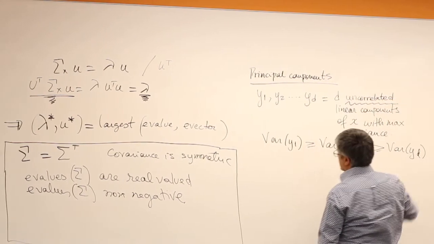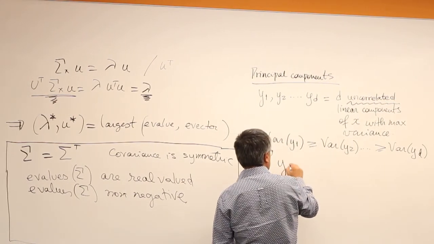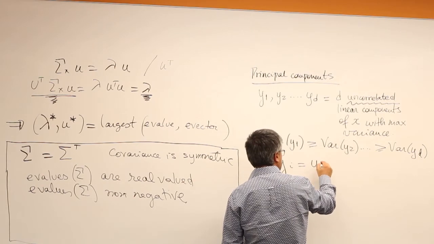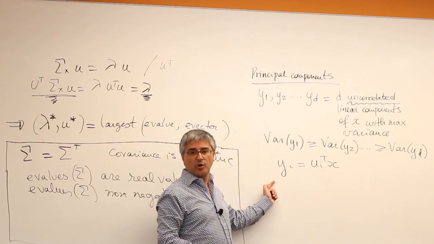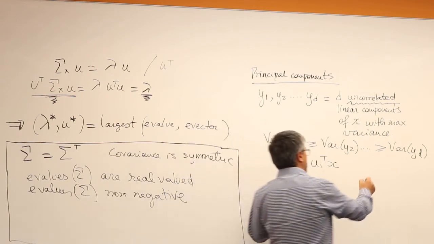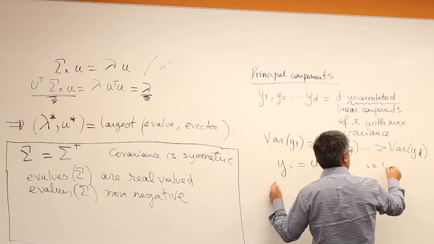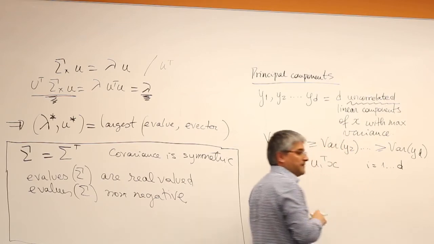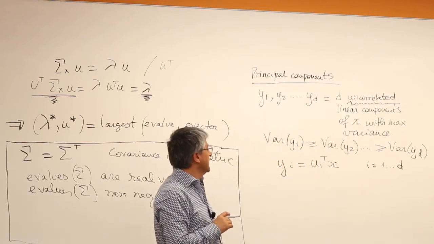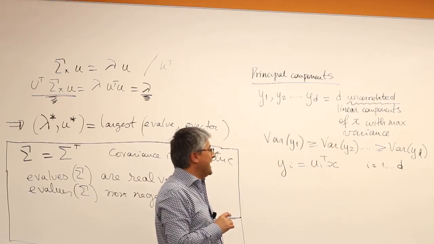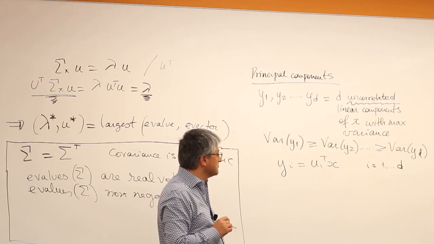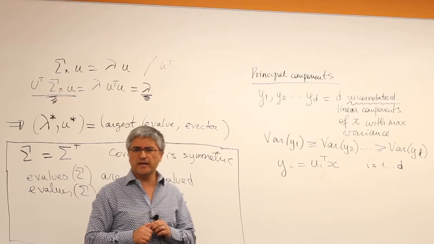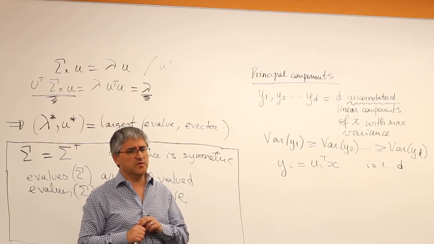Okay. So what I'm going to have now is y sub i equal to u sub i transpose x. So that's the same thing as before. These are linear components. Okay, and so i goes from 1 to d. And now they need to be uncorrelated. Okay. So what does it mean to be uncorrelated? Anyone remembers?